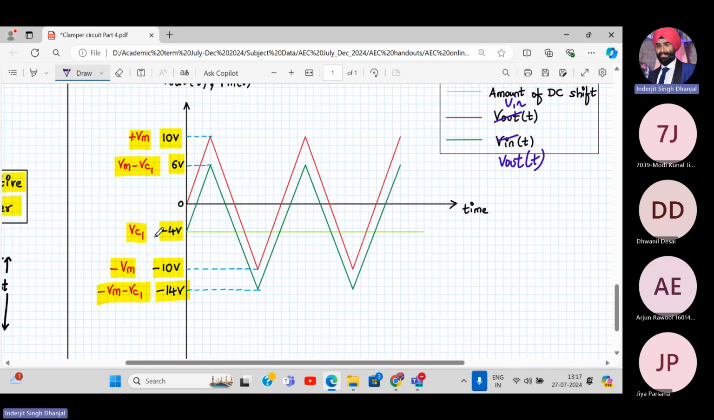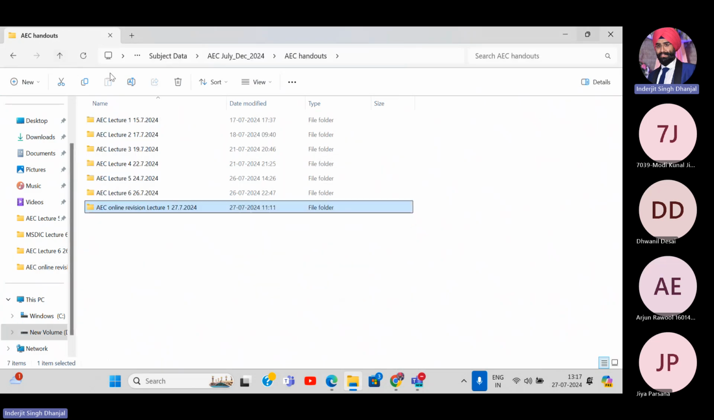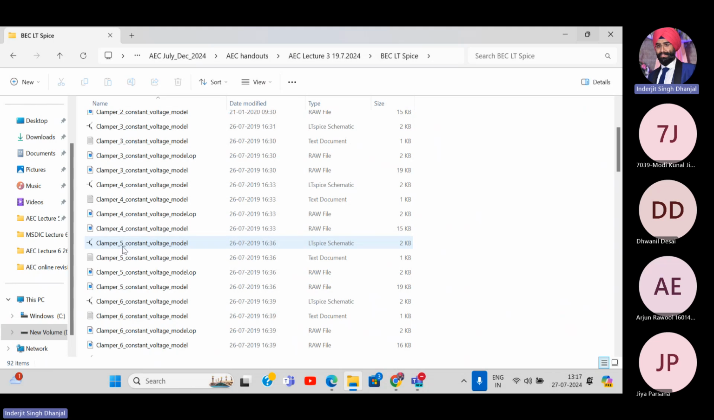Okay, there is no input output VTC curve for these clamper circuits. We have only input output characteristics. Clamper circuits are comparatively easier to explain than clipper circuits. All right. So this is how we can do the analysis for the entire clamper circuits. Let me check if I have some simulation file for my clamper circuit and then we'll wind up for today.